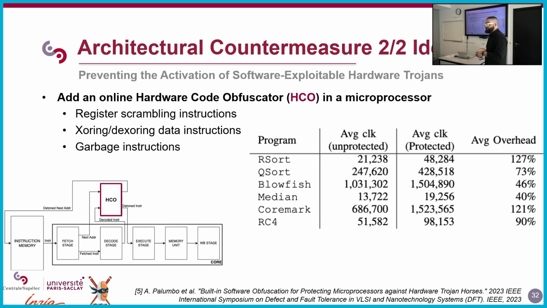Is this obfuscation based on some randomness or not? On some randomness, yes, somehow. The hardware module is, I would say, smart enough to understand when to do some random things or when to do a mov. So yeah, that's the overhead.